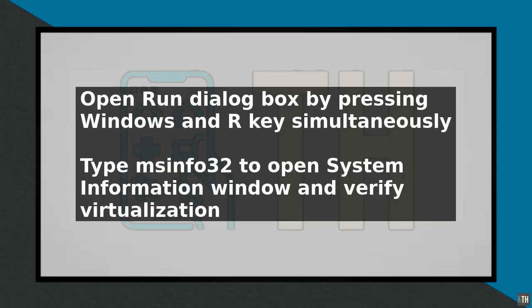After booting into Windows 11, press the Windows key and the R key at the same time to open the Run dialog box. Type msinfo32 and press Enter to open the System Information window. In this window, look for the Virtualization Enabled in Firmware section. If it says Yes, then virtualization is enabled in your BIOS.